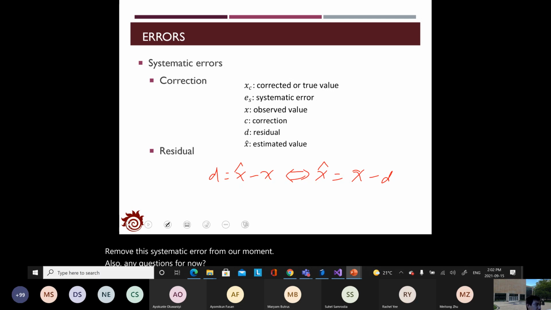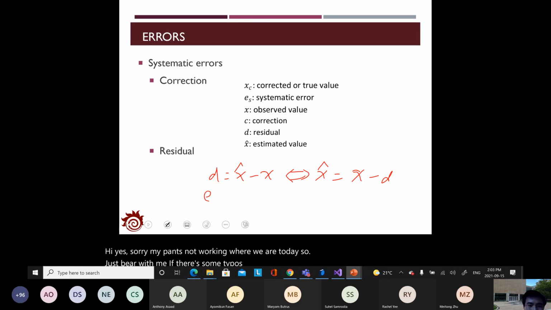I'm sorry, can you read the error equations one more time, please? Which one? So like the ES one and I think the C one. Yes. Sorry, my paint's not working very well today, so just bear with me if there's some typos there.